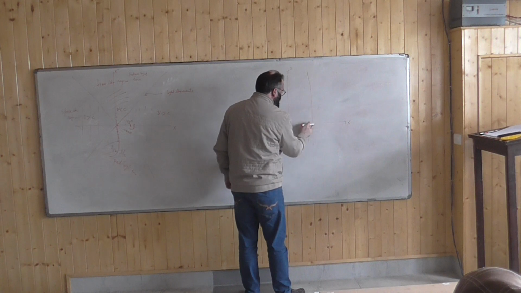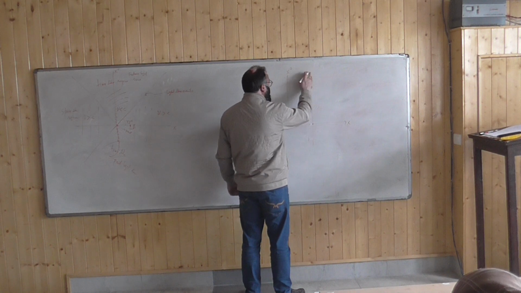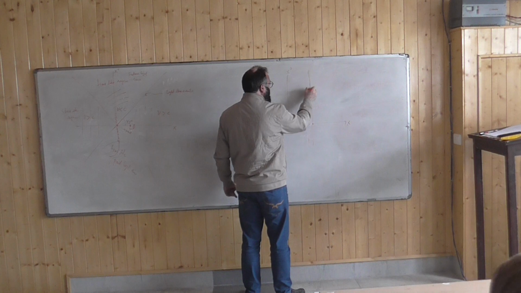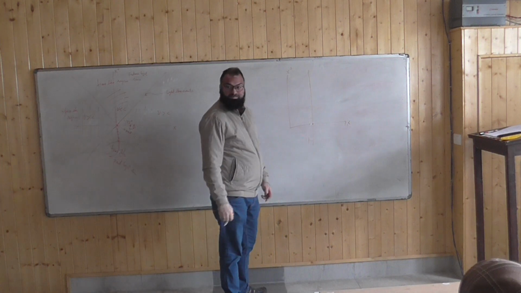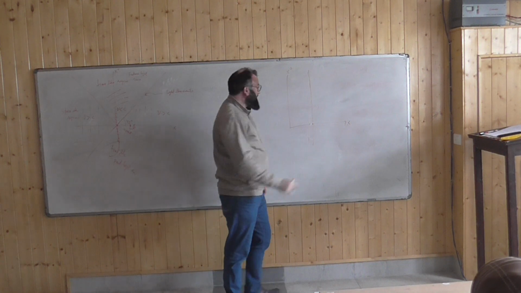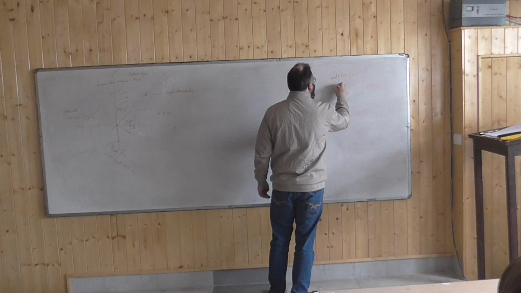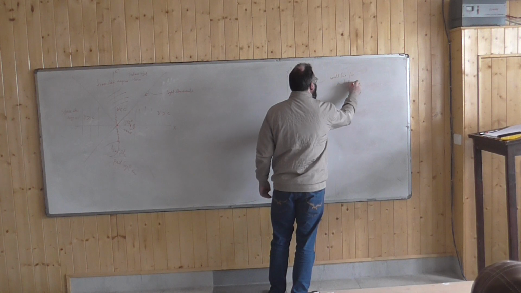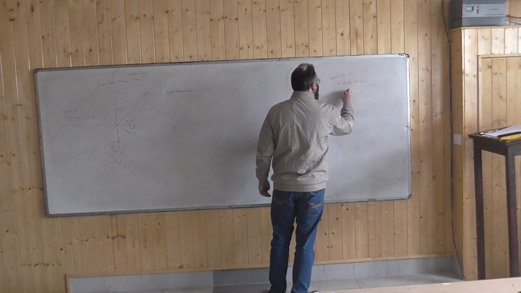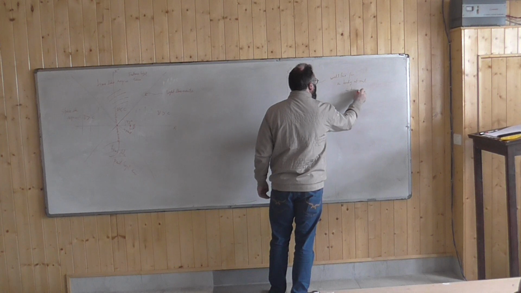That's the line parallel to what? X naught axis. Got it? So this is the world line for a body at rest, in frame, let's say in frame K.